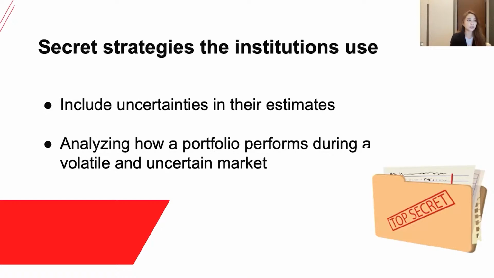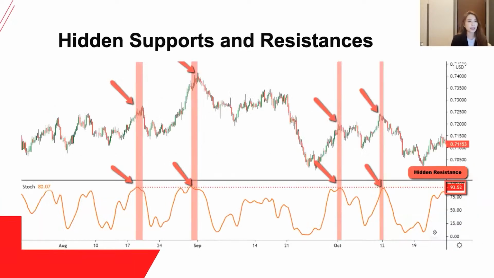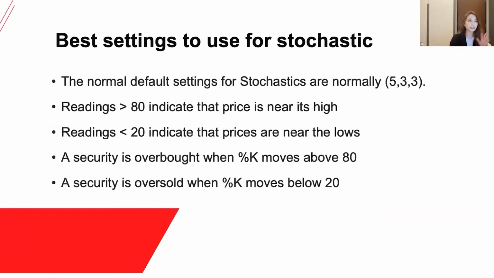Some of the secret strategies that institutions use, or that I sometimes showcase in webinars where I use stochastics as the indicator, include the uncertainties of their estimates and analyzing how a portfolio performs during a volatile and uncertain market. We are looking at something called hidden support and resistance. Backtracking a little, on this slide we are looking at highs that are 80 and lows that are about 20, and treating these two as resistance and support.